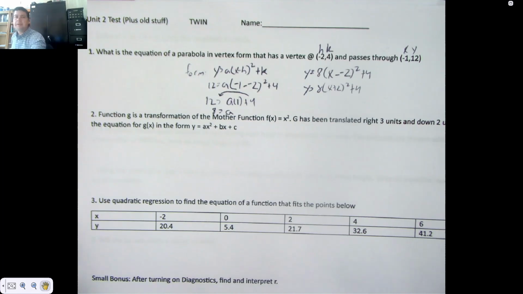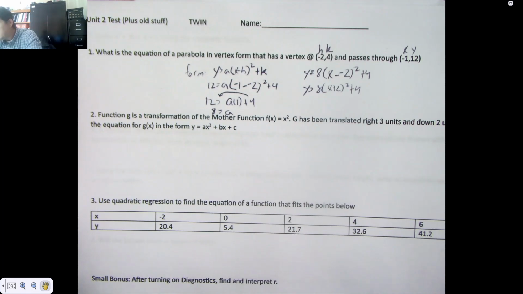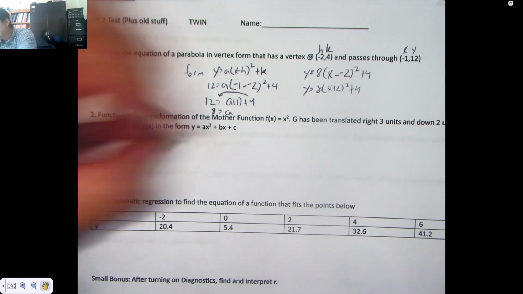I was hoping I could find a better ink pen, but I can't. The function g is a transformation of the mother function f of x equals x squared. G has been translated right 3 units and down 2. Write the equation for g of x in the form y equals ax squared plus bx plus c.